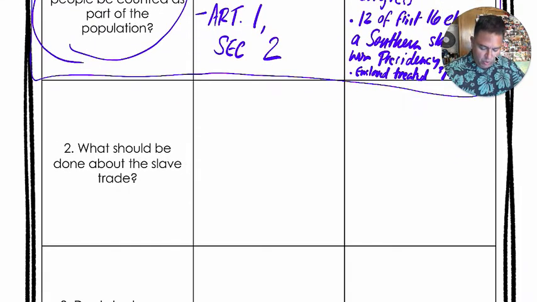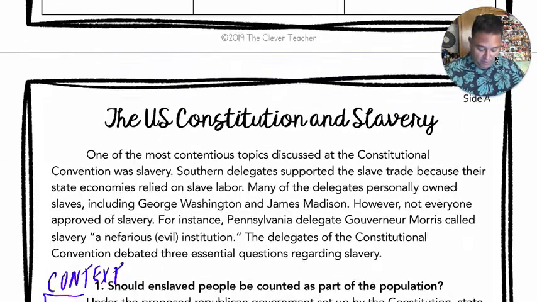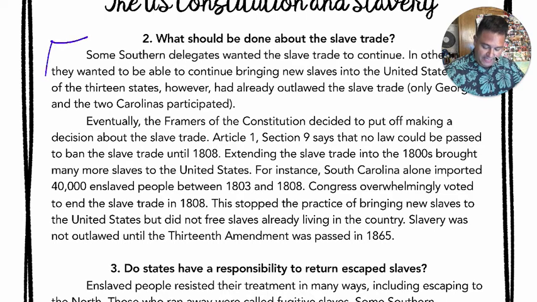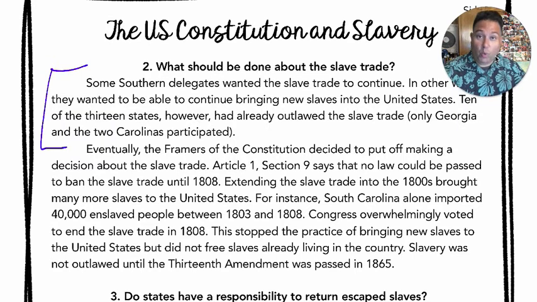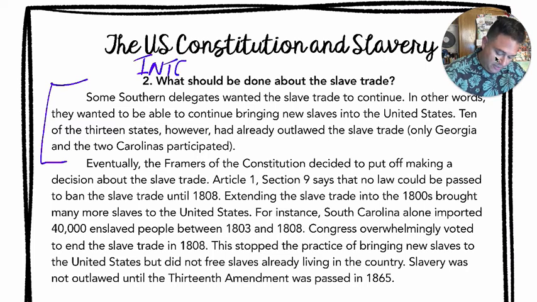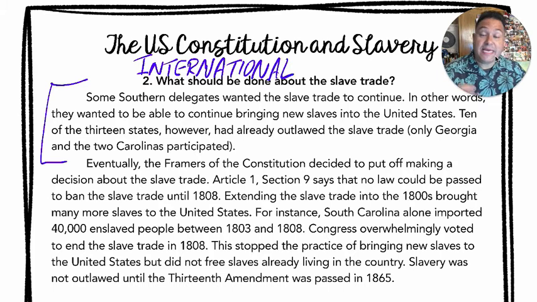So now if we move on to part 2, what should be done about the slave trade? Well, again, if we read this section right here, this is context. So that's telling you the story. You should read the story. Some Southern delegates wanted the slave trade to continue. In other words, they wanted to be able to continue bringing new slaves into the United States. It's important to note, this is the international slave trade. International means that enslaved people were being captured in Africa, kidnapped in Africa, and brought over to the United States, or from the Caribbean and brought over to the United States.